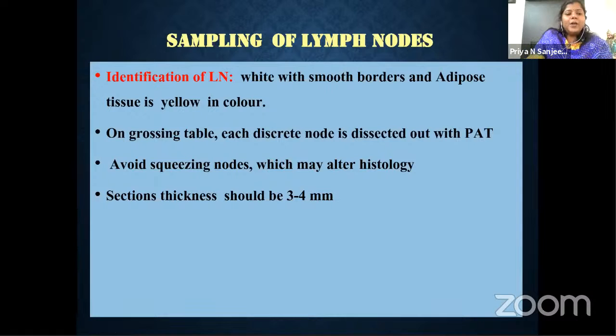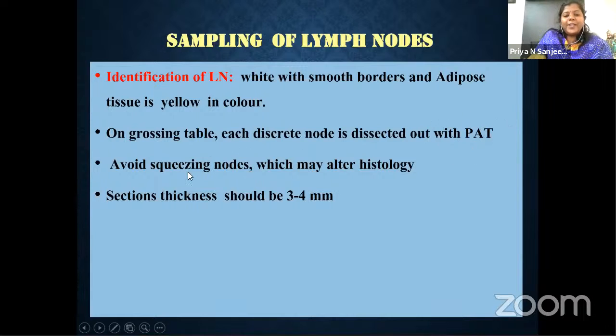It is important to identify the lymph nodes from the gross in the specimens. Lymph nodes appear to have smooth borders and white in color, and the adipose tissue is yellow in color. So we have to take out each node. Those discrete nodes should be dissected along with the perinodal adipose tissue.